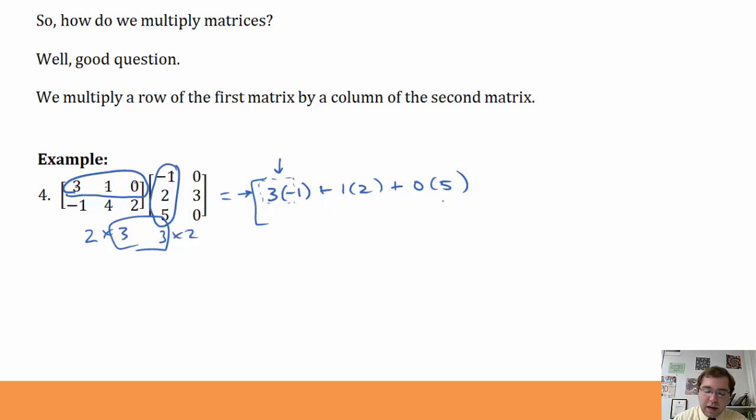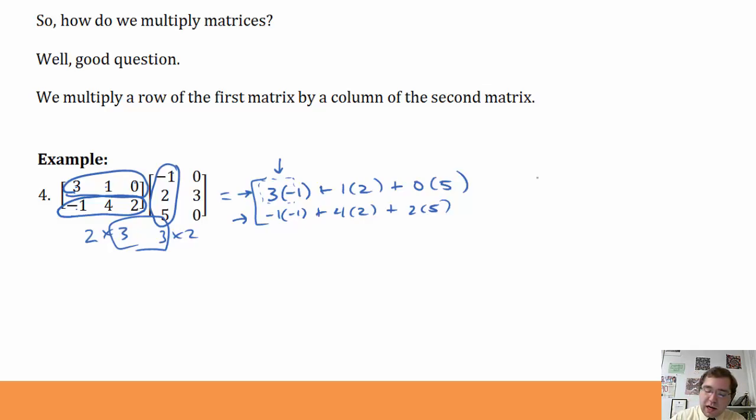If I move down below that one, the one in the bottom left corner is now in the second row, first column. So I will multiply the second row of the first matrix by the first column of the second matrix. That goes negative 1 times negative 1 plus 4 times 2 plus 2 times 5. Again, I'll work that out in a moment. I'm just writing it all out this first time so you can see how I'm doing it.